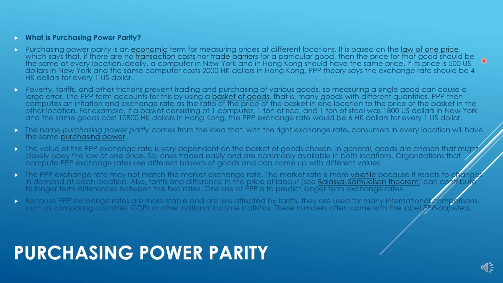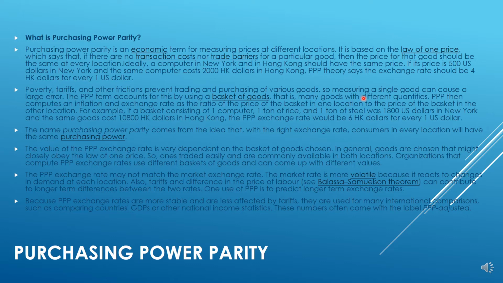Ideally, a computer in New York and in Hong Kong should have the same price, right? But if its price is 500 US dollars in New York and the same computer costs 2000 Hong Kong dollars in Hong Kong, purchasing power parity theory says that the exchange rate should be 4 Hong Kong dollars for every 1 US dollar, right? So this is how you can find out the exchange rate.